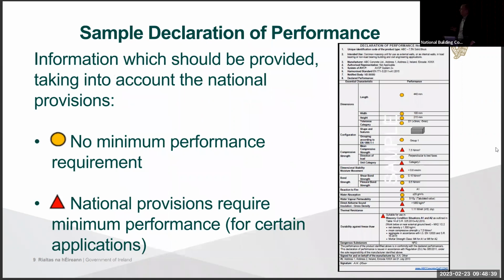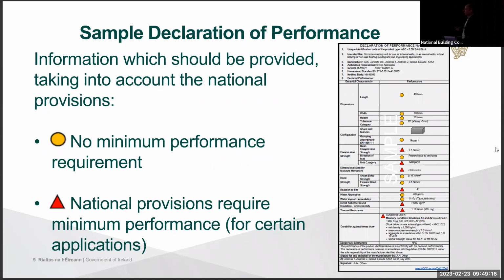So just to provide a look at what one of these declarations of performance looks like, here's a sample one that was drawn up for concrete blocks. So lots of information from dimensions to configuration to reaction to fire to thermal properties and density. While it might be hard to see on the graphic here, where Ireland has a national requirement for this, we have included it in red. So a manufacturer has to tell you what their product does for these individual characteristics.